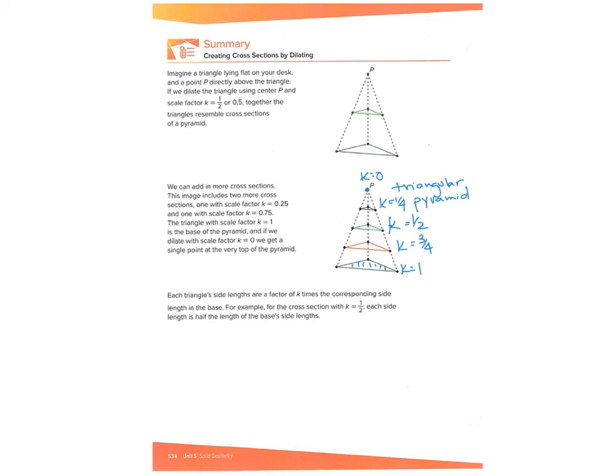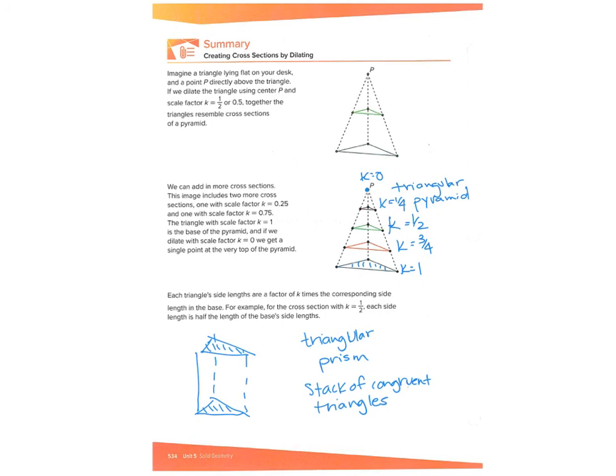And so if you look at a triangular prism, as a reminder, a prism has 2 bases. So you have the original triangle on the bottom, you have a matching triangle on the top, and I connect my sides. This is a stack of congruent triangles. Each cross section inside here is a triangle of exactly the same size as the base.